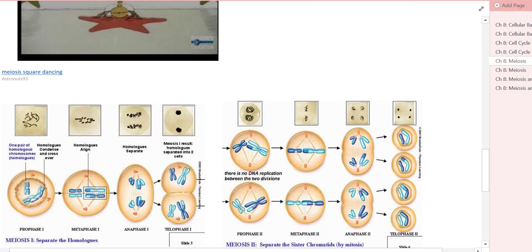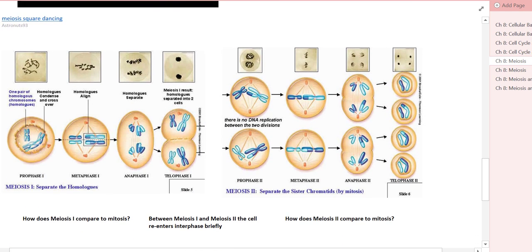Down below is a look at the stages of meiosis. The nice thing here is that the stages are the same. There's prophase, metaphase, anaphase, and telophase, and you can see those outlined here. The big fundamental difference is that in meiosis, there are two rounds. There's meiosis 1 and there's meiosis 2. And what I want you to focus on specifically is the fundamental result of each.